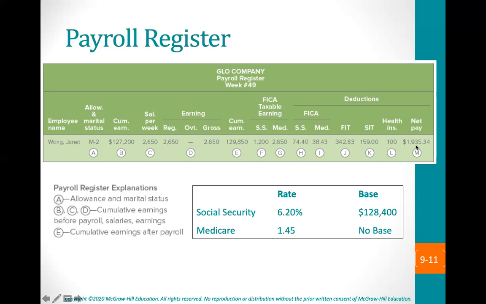So her net pay, the amount that she would bring home in the form of her direct deposit or paycheck, is $1,935.34. Her gross earnings of $2,650, less her Social Security withheld, her Medicare withheld, her federal income tax withheld, her state income tax withheld, and her health insurance withheld. So remember, this gross number is at the top of your net. All of these numbers are your deductions that get caught in the net for the net pay at the bottom of $1,935.34.